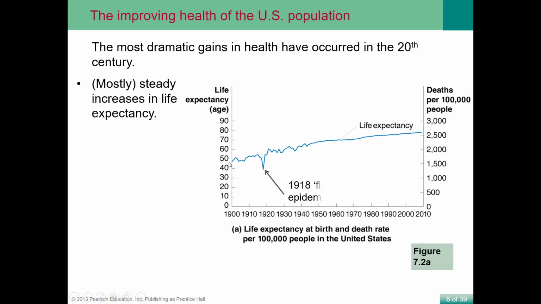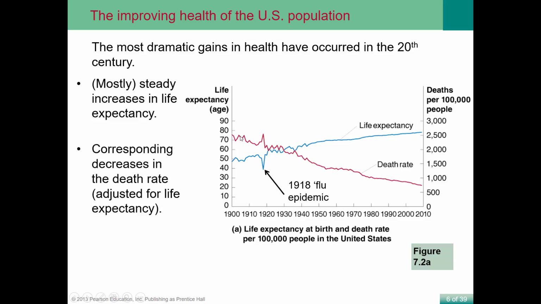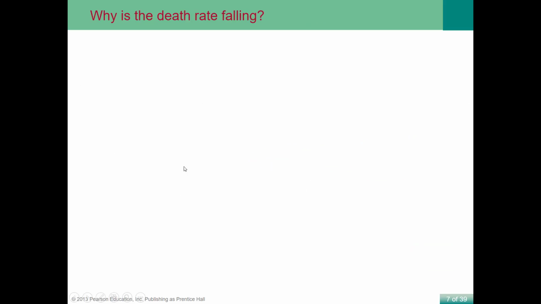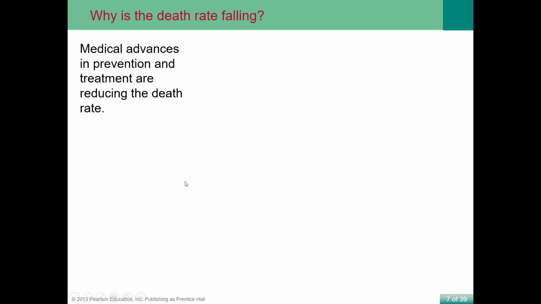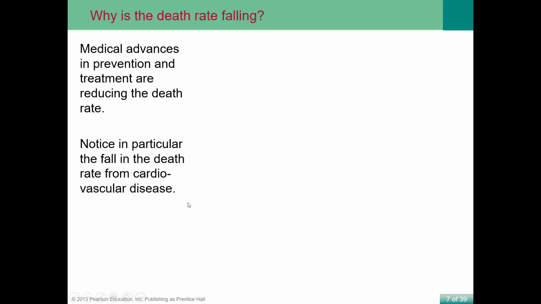If you look here, starting in 1900, there was a dip in 1918, but it was due to a flu epidemic. And then it's been pretty much on the rise since the 1950s. Now the death rate, correspondingly, has gone down. And again, there was a spike with the flu epidemic. So why is the death rate falling? One of the main reasons is that medical preventions and treatments are reducing the death rate.